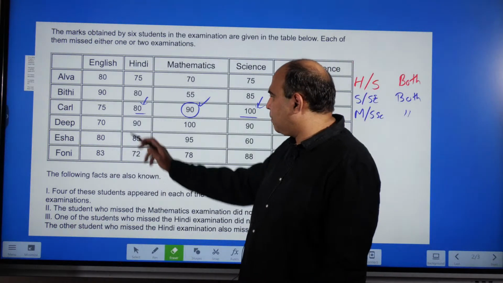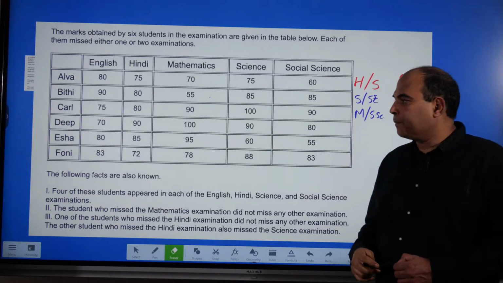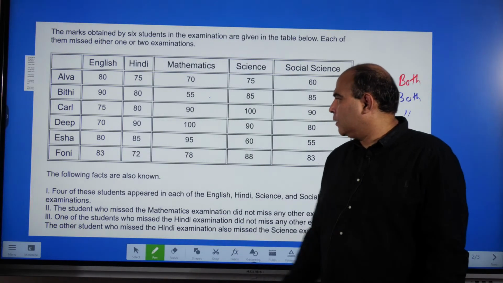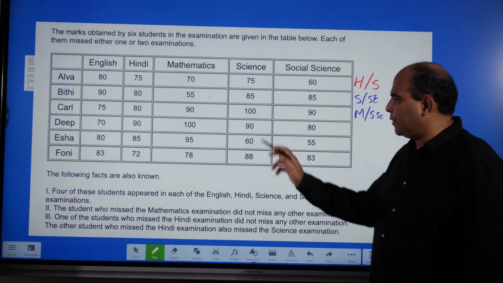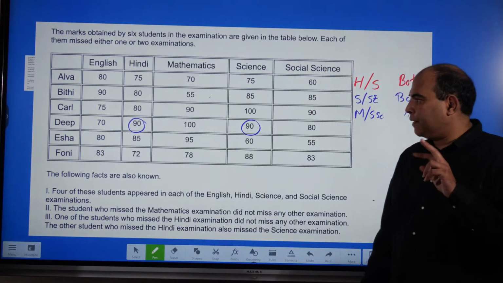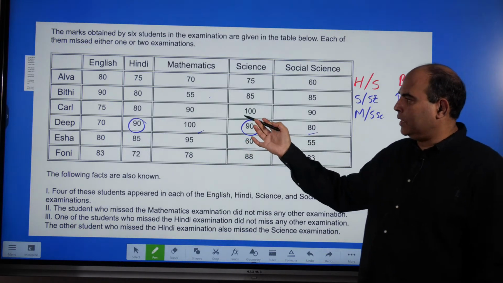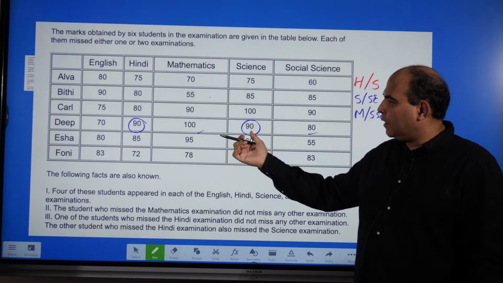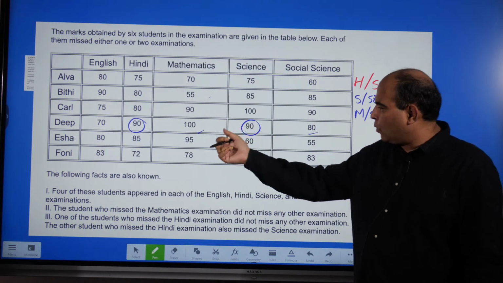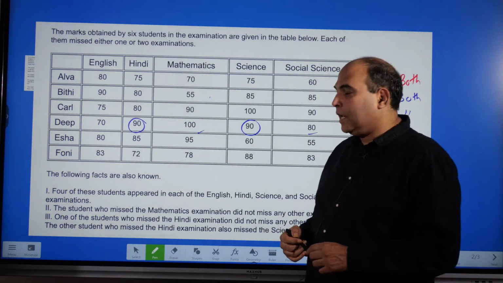It's very important to keep track of your deductions in a very clean fashion on your board. So next one is Deep. और Deep का अगर देखोगे तो our first focus should go on to Hindi and science for Deep. And again you can see if Deep misses 2 exams, mathematics and social science, so in that case Deep will get 90, if Deep misses Hindi and science both, तो Deep का score 100 और 80 का average दिया जाएगा उन exams में, in which case he will get 80, 90 in both the exams.